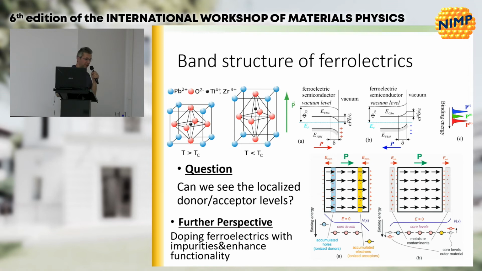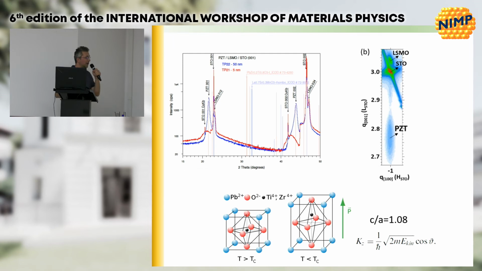For the perspective, if we are interested in enhancing the functionality of the ferroelectric by doping, we are very interested to see what is the signature of the impurity bands. And in angle resolved photoemission, we could, in principle, see this. The system we chose to look at was a thin ferroelectric PZT, 5 nanometers.